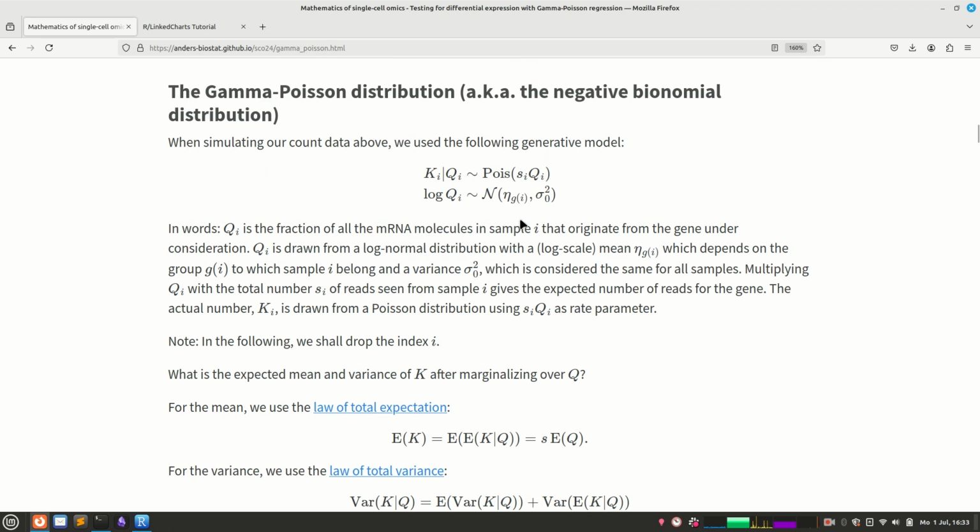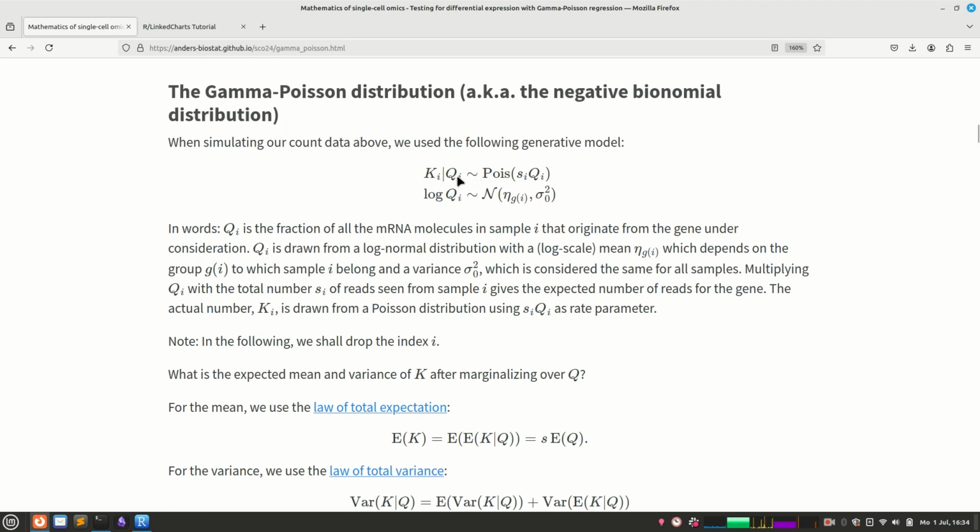If you look at this generative model, what we can of course easily do is ask what are the first two moments, like what is the expectation of K. It's easy to see that the expectation of K, so of the counts, is the expectation of Q times S, because it goes in here. I say here expectation of Q because the expectation of Q is not eta, because it's log normal. The log normal is skewed, so the expectation is actually eta plus sigma squared over two. That is why I don't write it out.